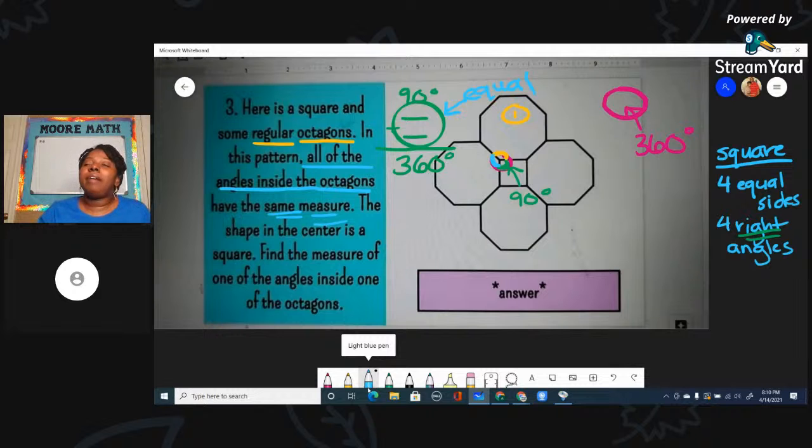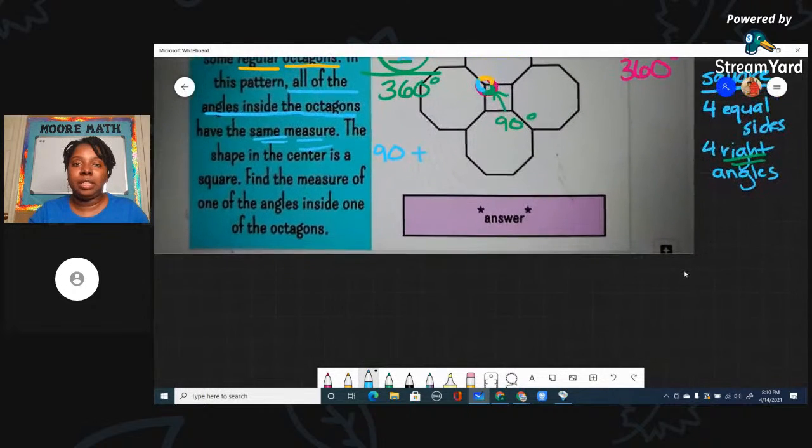Or have you guys done variables yet? Yes. So if something's unknown, we could put an X, right? So we can put a variable. So now watch this. 90 plus these two angles equal 360 degrees. I'm going to move it down here so it's a little bit easier to see.